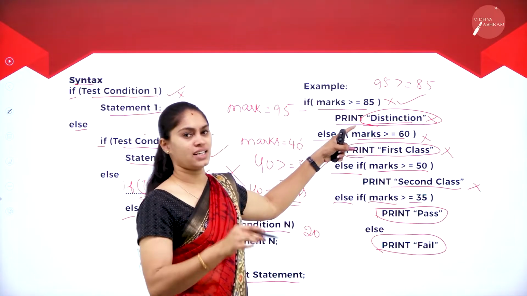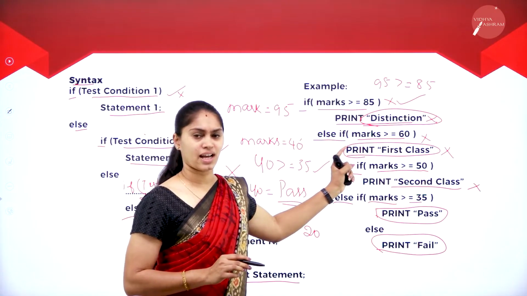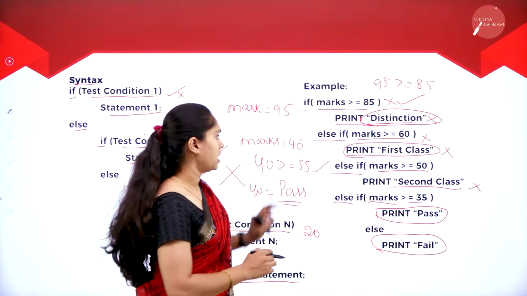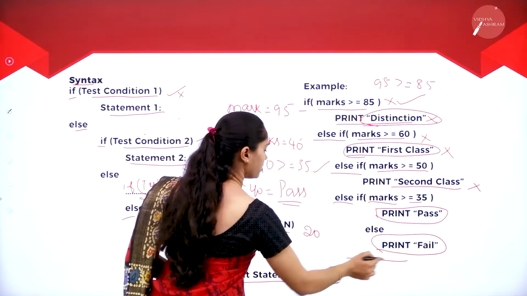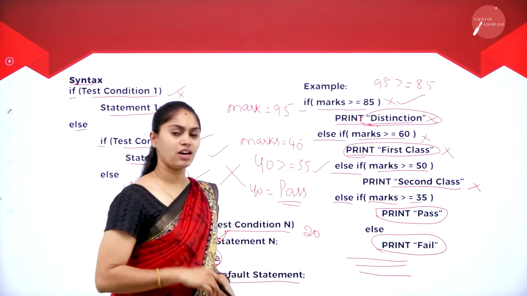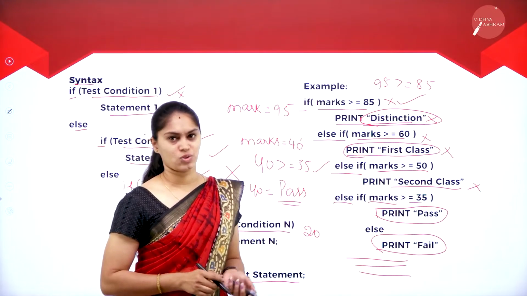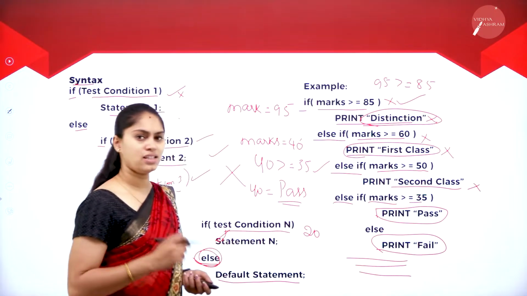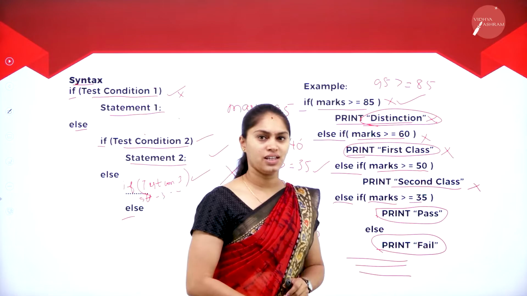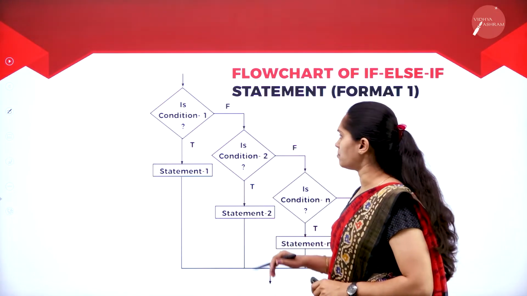If not, only then it will come to the next statement. Otherwise, it won't come further. It will just come out of the ladder, and whatever further statements of the program we have will be executed. Okay. This is one format. We'll see the flow chart of this if-else-if program.